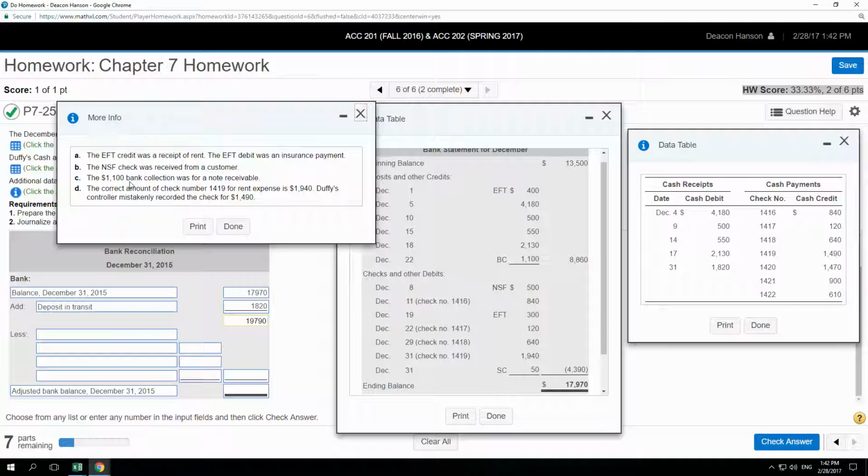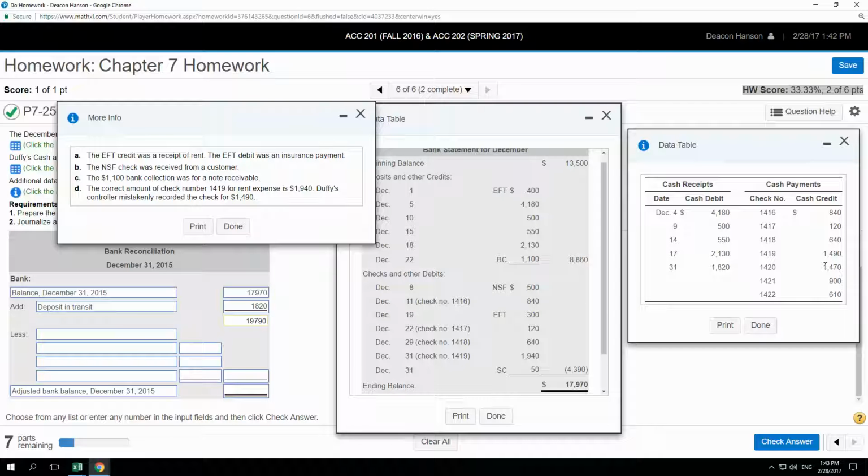It says D, the correct amount of check number 1419 for rent expense is 1,940. So what happened was, it sure looks like to me that the check was actually written for 1,940, but we recorded it in our records at 1,490, because when it got processed through the bank, they looked at the check and it had the right amount, 1,940 on it. So we don't have to do anything right now, right? The bank is correct. So we can treat that as clearing the bank for the correct amount, even though it's recorded in our records at the wrong amount. Okay? And we can move on.